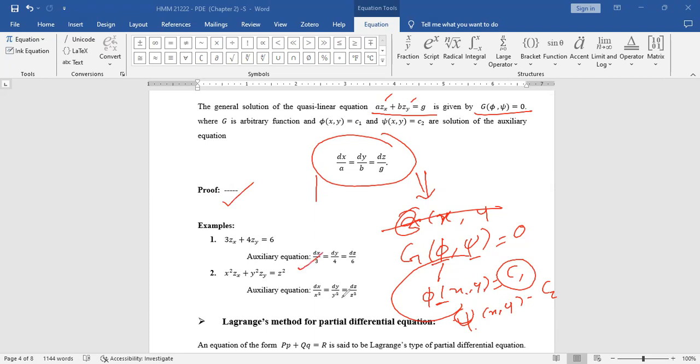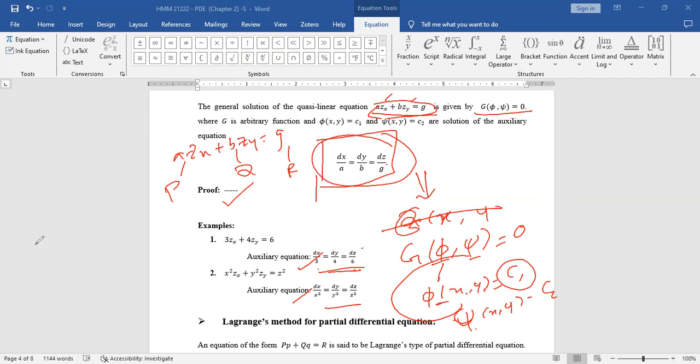Okay, so we have proved this one. Also we have understood how to take the auxiliary equations: dx over capital P, dy over capital Q, dz over capital R. Similarly, in these equations, our equation is a Z_X plus b Z_Y, which is equal to G. So we know this is our capital P, this is our capital Q, this is our capital R. So when you substitute, our auxiliary equation is in this form. I hope you have understood everything.